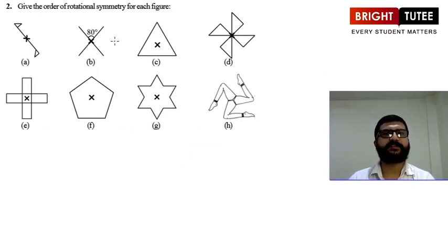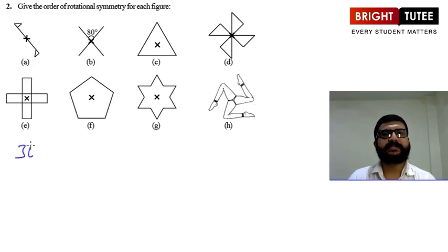Now here is the last question of this session. The question is, give the order of rotational symmetry for each figure. Now let's see the first figure, the figure A. By which angle should we rotate this to get exactly the same figure? We have to rotate this by 180 degrees. Then only we will get the same figure back.